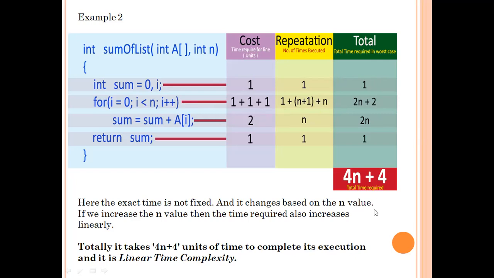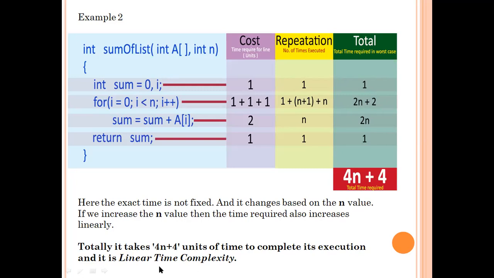Then here sum is equal to sum plus a of i, तो यहाँ पे कितना time cost लगेगी, 2. ये कितने times statement repeat हो रहा है, n times, ठीक है, क्योंकि n times जब condition true होगी तब तक ये statement execute होगा. तो यहाँ पे repetition n time हो रहा है, so total time is required 2n. Then return sum. Okay, so यहाँ पे only one cost, repetition only one time हो रहा है, so total 1. So addition of this is 4n plus 4, means total time is required 4n plus 4.